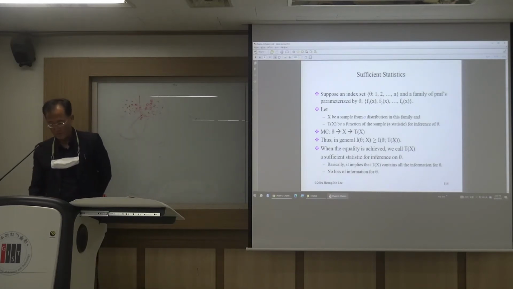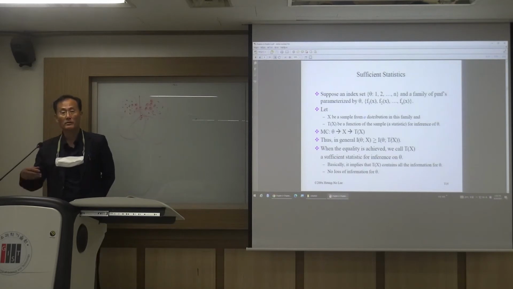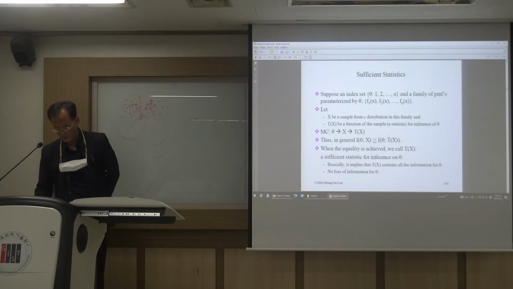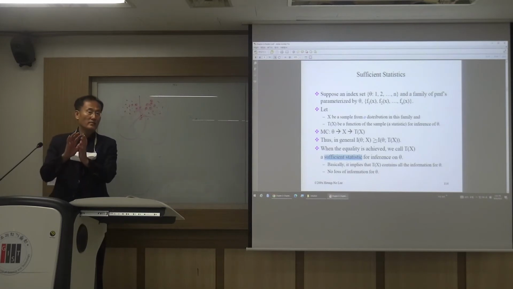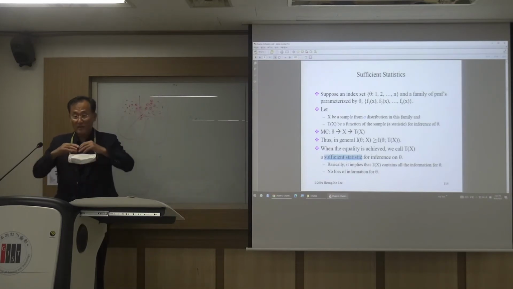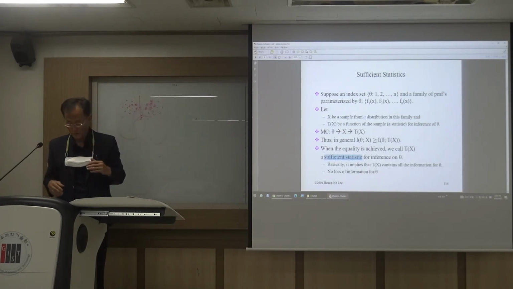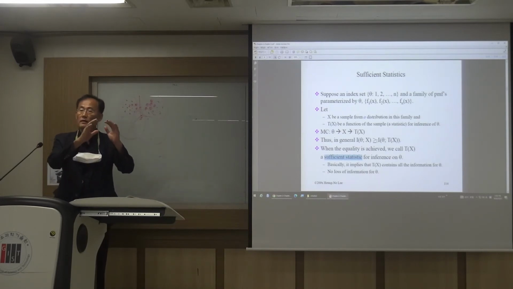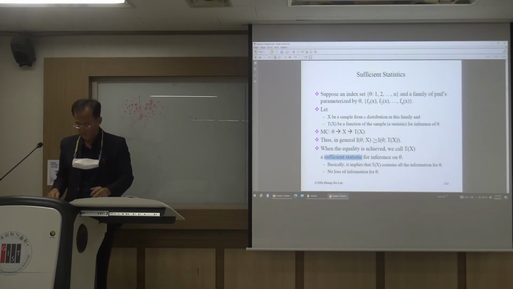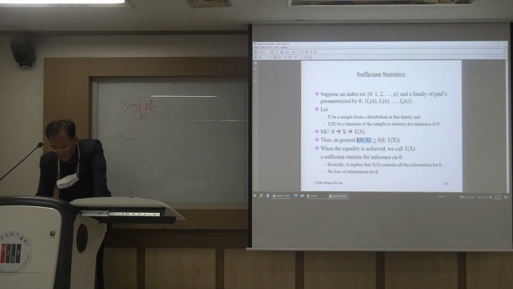Equality is achieved when T, the data processing that you have done, is the optimal one, right? So in this particular case, we call it sufficient statistics, if this variable, as far as concerning data, has an equal amount of information with the data itself. Okay, so that's what the data processing inequality is.